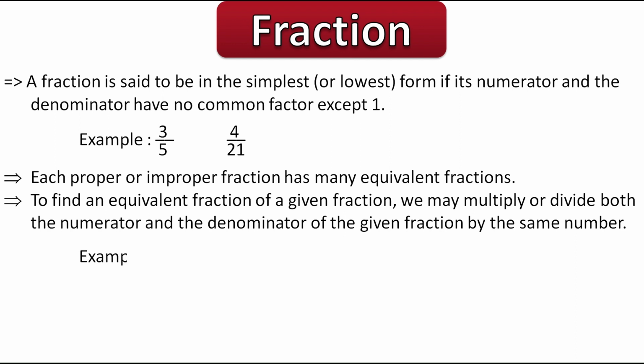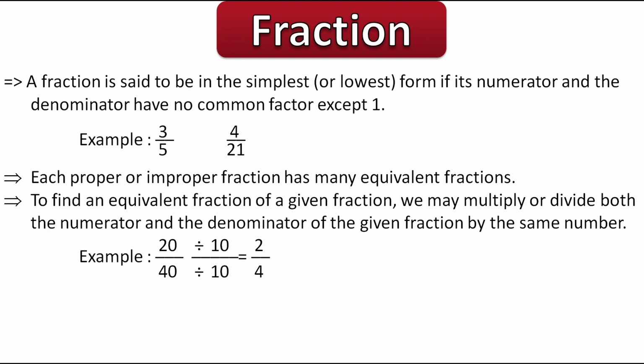Here I am taking the fraction 20 upon 40. If you look carefully, you will understand that 20 can be divided by 10 and 40 can also be divided by 10. So to find an equivalent fraction, we can divide both the numerator and denominator by 10. When we divide by 10, we get the answer 2 upon 4, right? 10 2s are 20 and 10 4s are 40. So we got 2 upon 4.